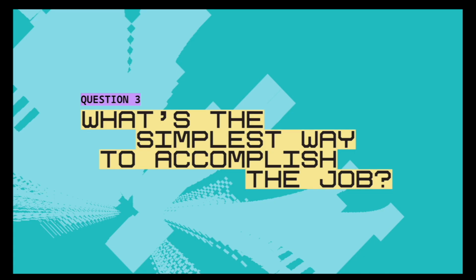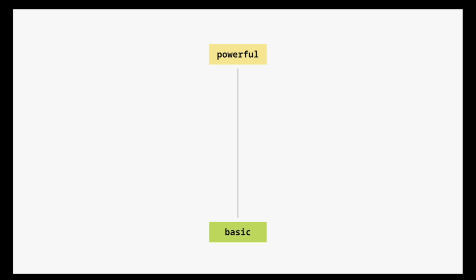The third question that you need to ask is, what's the simplest way to accomplish the job? Now, I think that there is one dimension that people often think about products is powerful versus basic. For example, the basic version of Uniswap would only allow you to swap ETH for USDC. And the powerful version allows you to make any swap you can imagine. There's another dimension that we need to add here, which is complex versus simple. The basic version of Uniswap and the powerful version of Uniswap are actually just as simple. They're both powerful, simple tools. One just has more functionality.